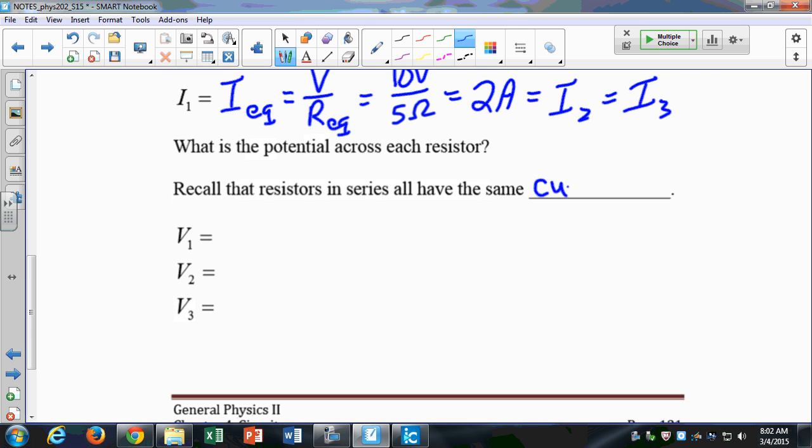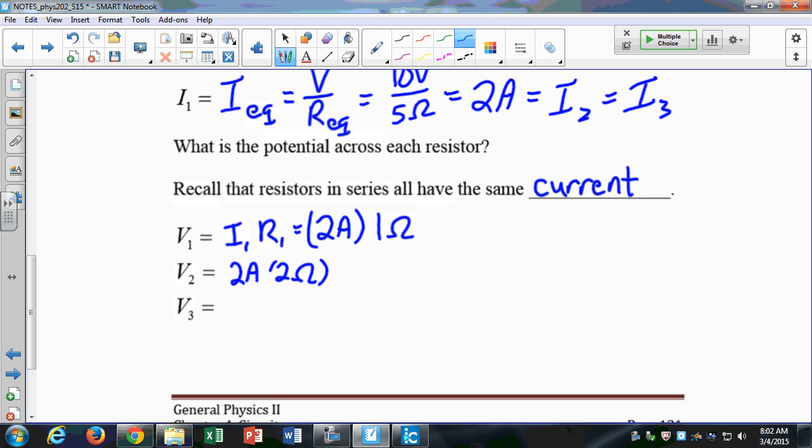Resistors in series all have the same current, so they all have 2 amps. So V1 is I1R1. That's 2 amps times 1 ohm. This is going to be 2 amps times 2 ohms, and 2 amps times 2 ohms. Right, you can check this, because I know that these three numbers have to add up to 10, which is the voltage across the battery. So 2 plus 4 plus 4. 6 plus 4 is 10.